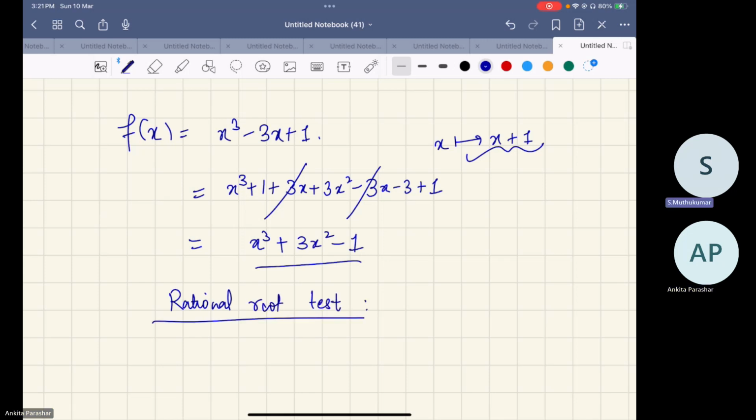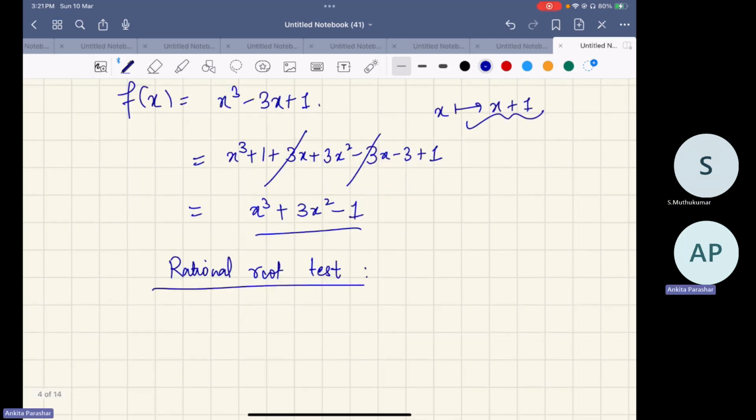That we have to consider a naught and an. For us, this is the polynomial x cube minus 3x plus 1. an is 1, a naught is also 1. And for us, an means a3 is 1, right?